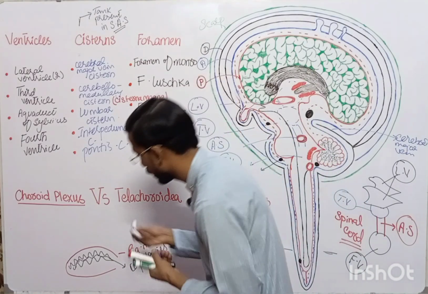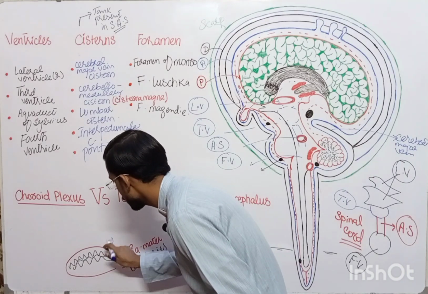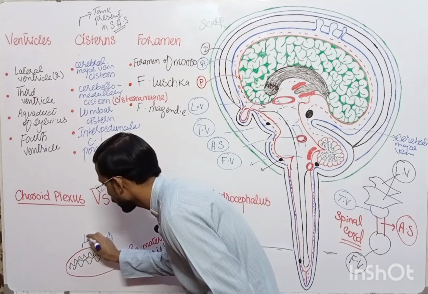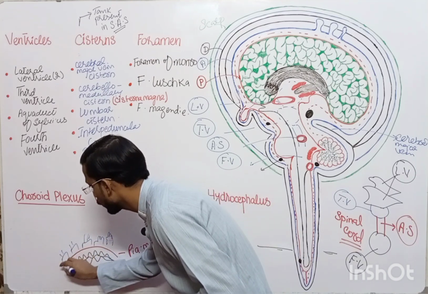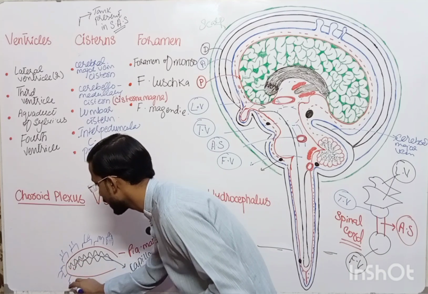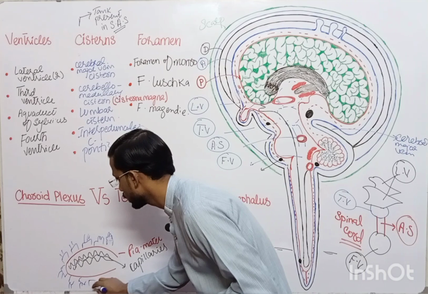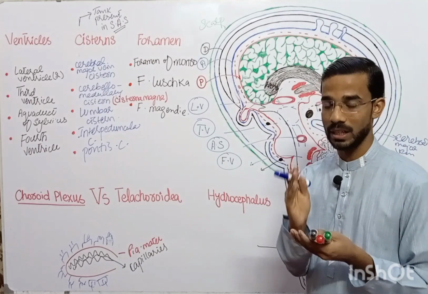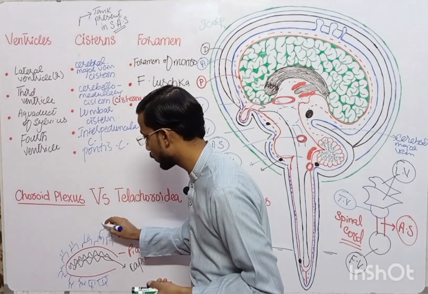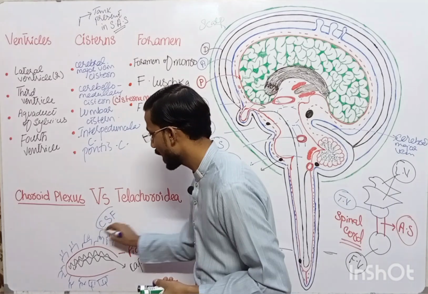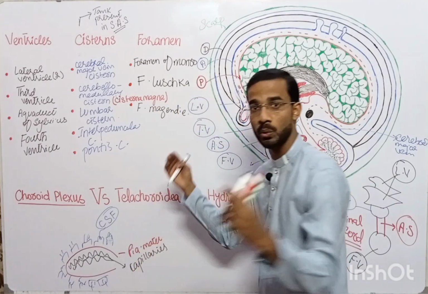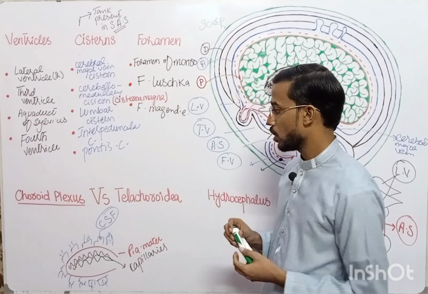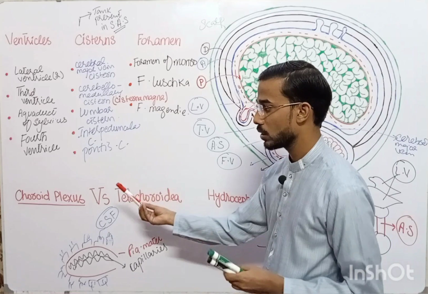And if ependymal cells are also present, here is the layer of ependymal cells surrounding the pia mater. So these ependymal cells basically secrete the cerebrospinal fluid, and this whole structure including the ependymal cells is called choroid plexus. So Tela choroidea and choroid plexus.